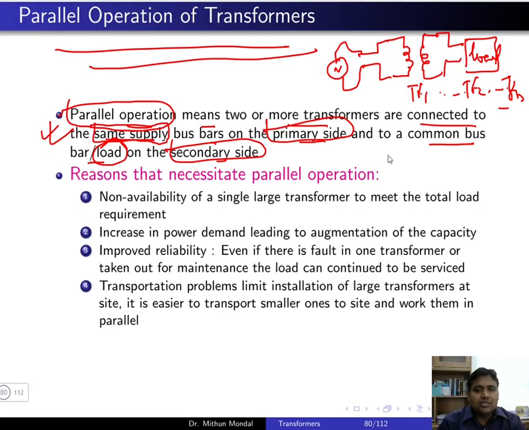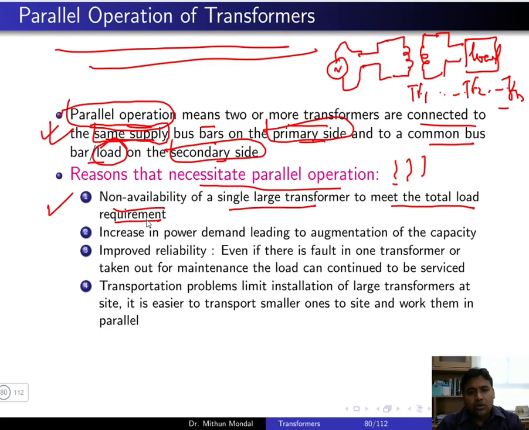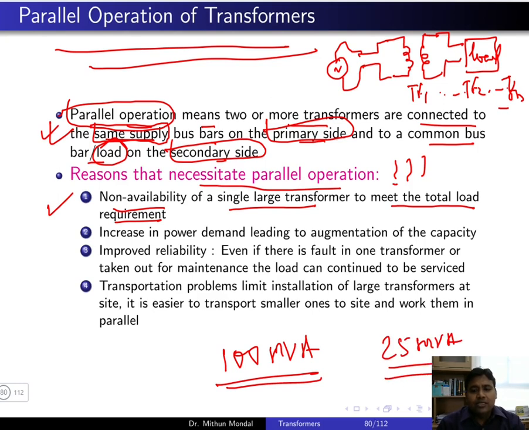Now the question being asked is, what is the reason for doing the parallel operation? Why do we try to obtain the parallel operation? So the answer is, the first point, non-availability of a single large transformer to meet the total load requirement. For a particular area, suppose the power requirement is 100 MVA, and you have a transformer, for example, which is capable of giving 25 MVA. This 25 MVA transformer TF1 is not sufficient to meet the requirement of 100 MVA.